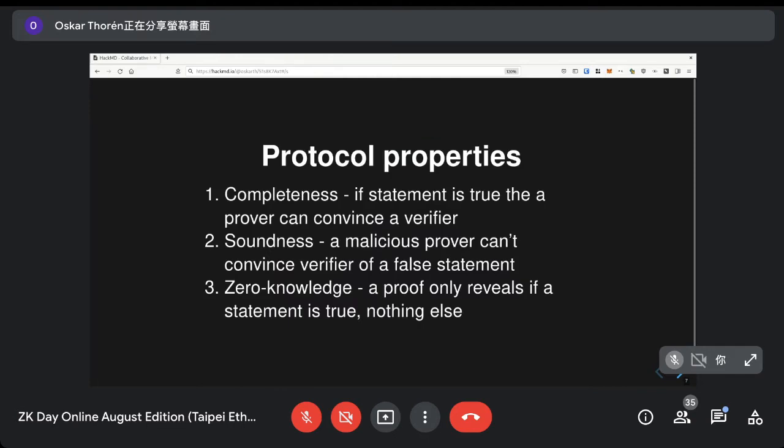So first off, some protocol properties. Completeness: if a statement is true, then the prover can convince a verifier of it. Soundness: a malicious prover can't convince a verifier of a false statement. And finally, zero knowledge, where the proof only reveals whether a statement is true and nothing else. As it turns out, even though the zero knowledge property seems like the most magical one, and in some sense it is, it falls naturally from the verifiable computing soundness aspect.